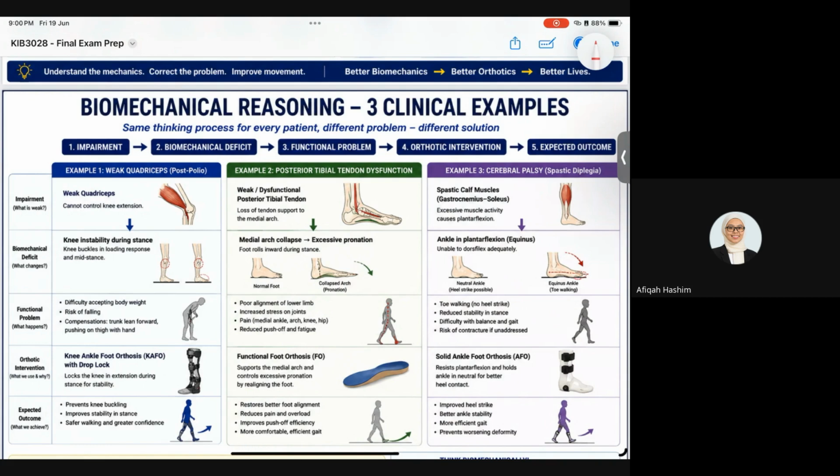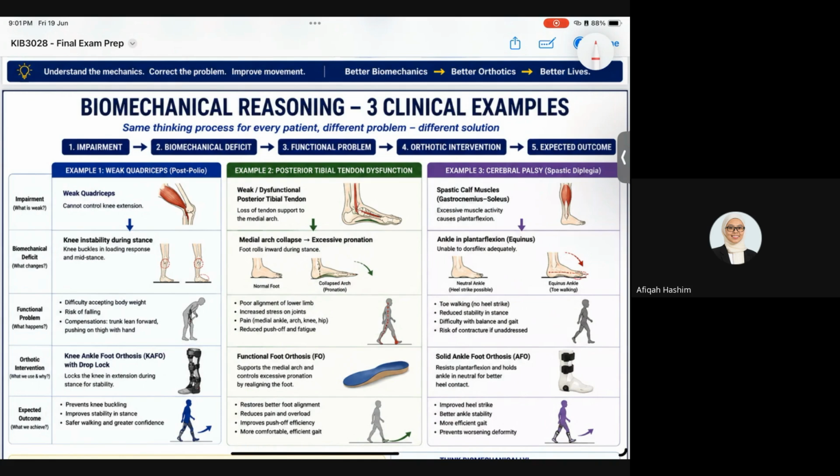So one has weak quadricep. The picture here, quadricep is not there. You can Google where is quadricep. Another has posterior tibial tendon dysfunction, and the third one has cerebral palsy. Different diagnosis, different ages, for example, different orthosis. However, if you look carefully, the thinking process is exactly the same.